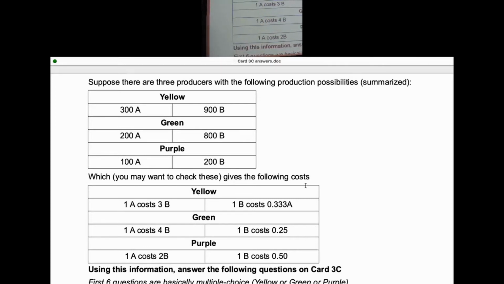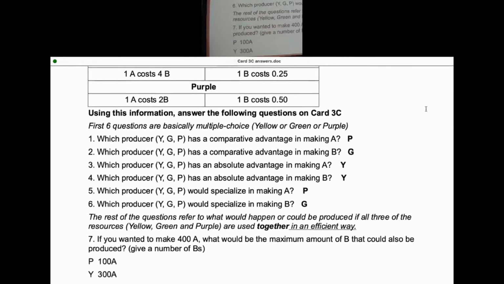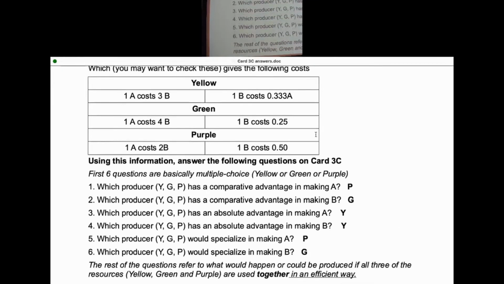For the absolute advantage stuff, you could look at the top table because you just care about how many of the items are being produced. So you're not as interested in cost. When you do that, here's what you end up with. So which producer has a comparative advantage in making A? The lowest cost of making A belongs to purple, right? Because 2 Bs is less than 4 and also less than 3. So the answer to the first one is purple, P.